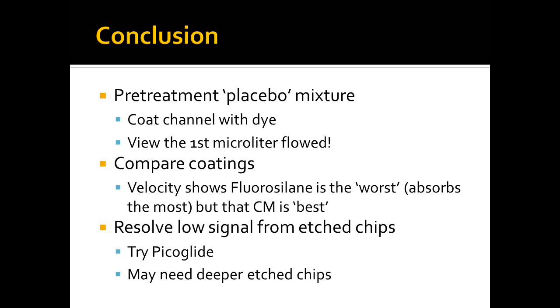What we're moving toward is resolving similar issues in the etch chips that we use. We've got low signal, it's kind of fuzzy looking, it's hard to extract the data. We want to try an additional coating that company Dolomite has used. We want to try PicoGlide, see if that coating somehow improves optical qualities. If that's not the case, then we'll move to deeper etch chips. These taped chips are a little bit deeper than the etch chips we've been working with. That may be an issue in acquiring enough fluorescent.